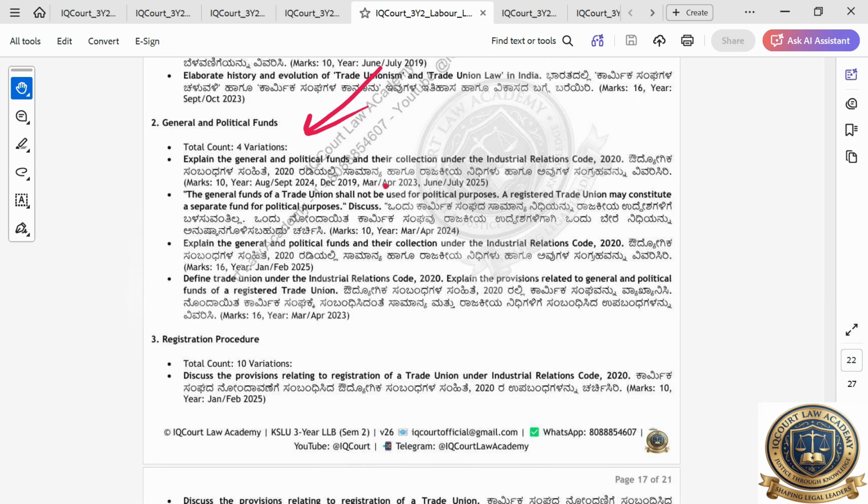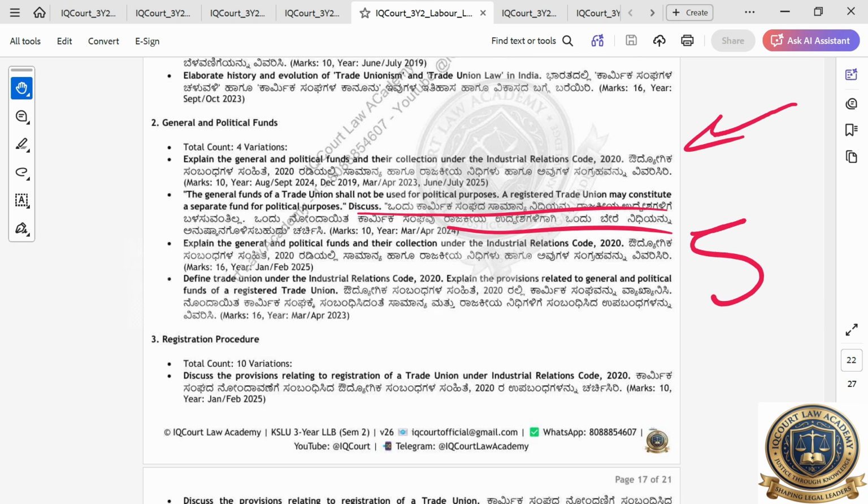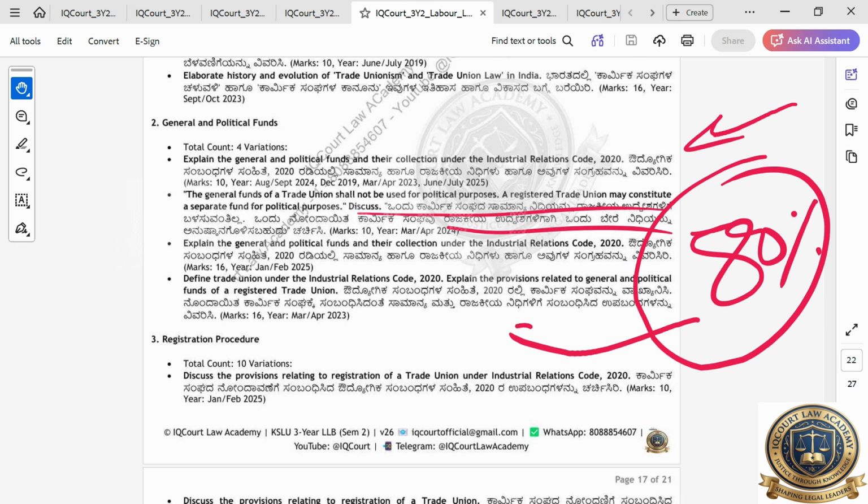Explain the general and political fund, their collection under the Industrial Relations Code. Now there is no political fund. It is not mandatory to maintain the political fund as per the new code. So the probability of getting this question is 80%. So you have to study this. This is very, very important. For problems, definitely they will ask this question. Very, very important, related to general fund and political fund.